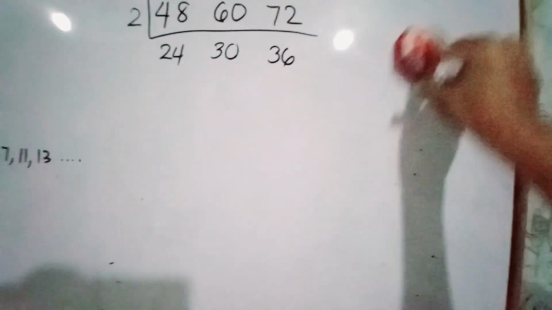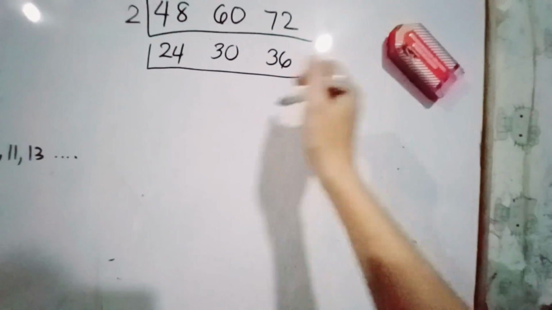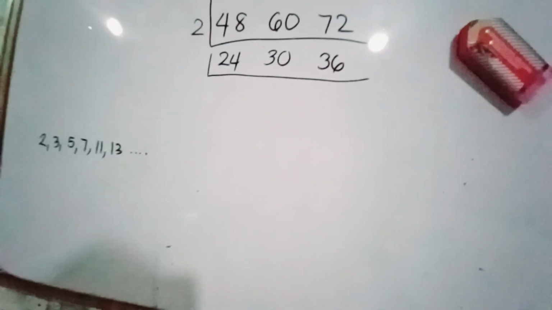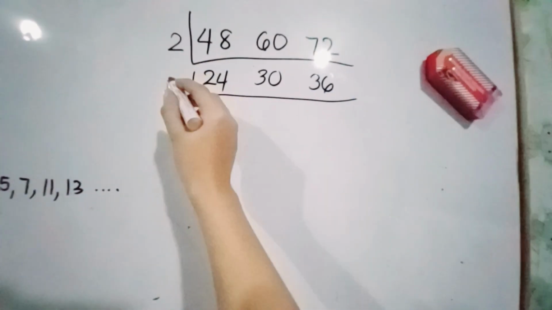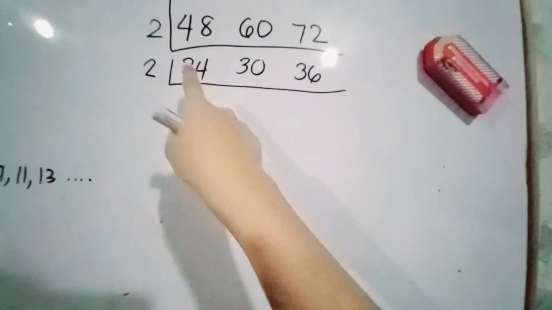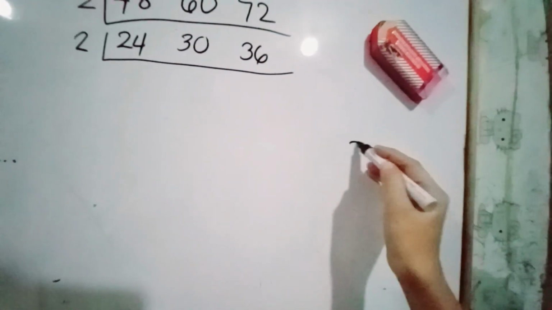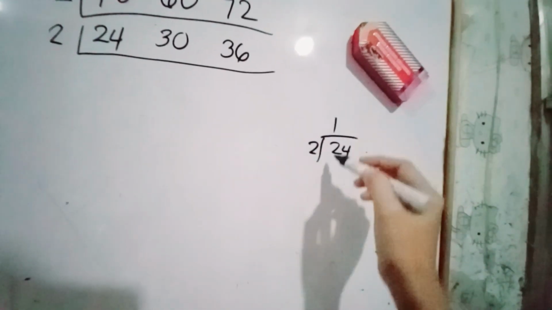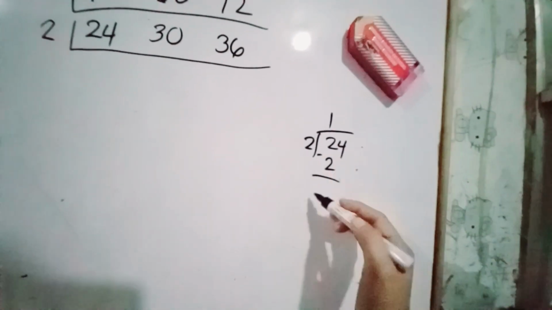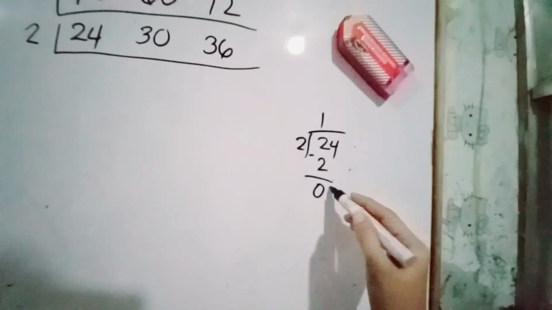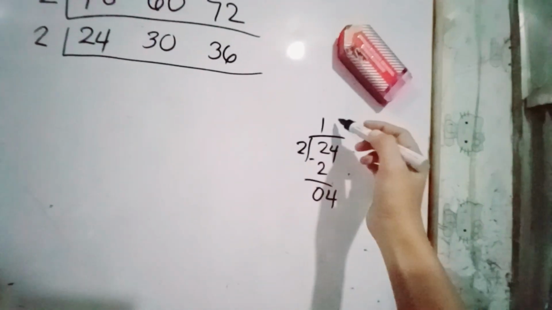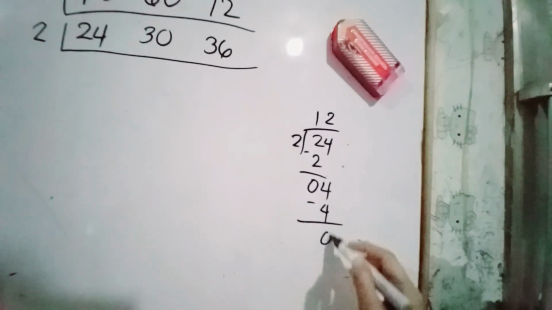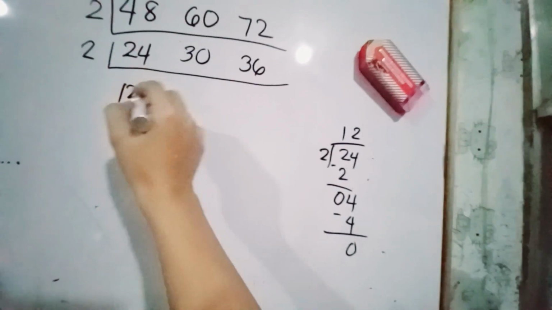Alright. So let's continue. As you observe, 24, 30, and 36 are still even numbers, so we will use the prime number 2. 24 divided by 2. 2 divided by 2 is 1. 1 times 2 is 2. 2 minus 2 is 0. Bring down 4. 4 divided by 2 is 2. 2 times 2 is 4. Subtract, 4 minus 4 is 0. Therefore, the answer is 12.